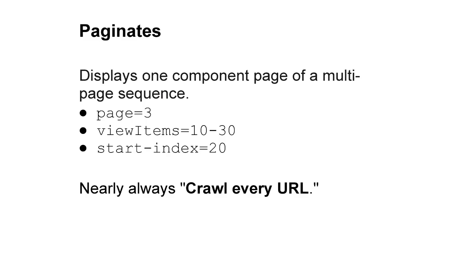The last parameter is paginates. Paginates displays one component page of a multi-page sequence. Examples are page equals 3, view items equals 10 through 30, or start index is 20. With paginates, because you want us to crawl every page to reach all of your items, it's nearly always crawl every URL.